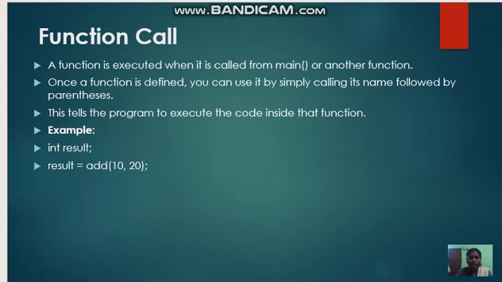Okay, so finally we are going to see the function call. A function call is nothing but the usage of the function. A function is executed only when it is called. So whenever the compiler is in the main function, that is the line.